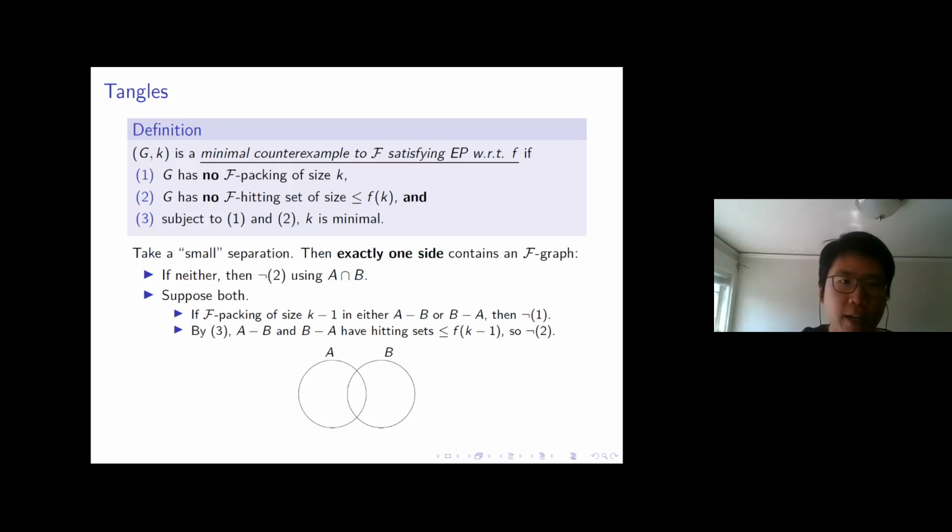So whenever I get a small separation, there is only one side of the separation that I have to care about. And this turns out to define a tangle. I won't fully define what a tangle is, but it's really just an orientation of all the small separations in the graph, such that they all point to this one large highly connected part of the graph. And it turns out that the highly connected part of the graph is where we will find all these A paths or whatever subgraphs we're looking for.